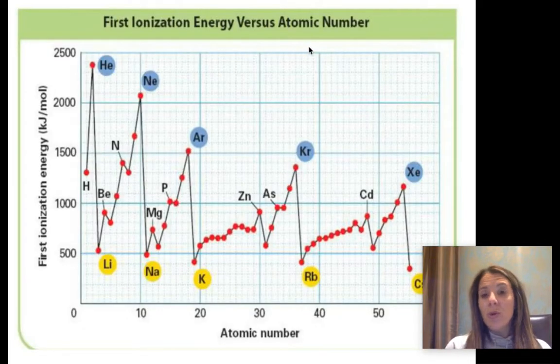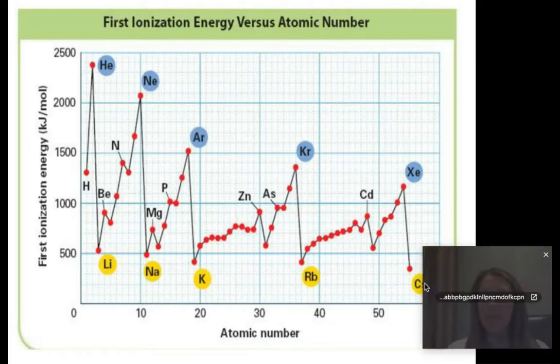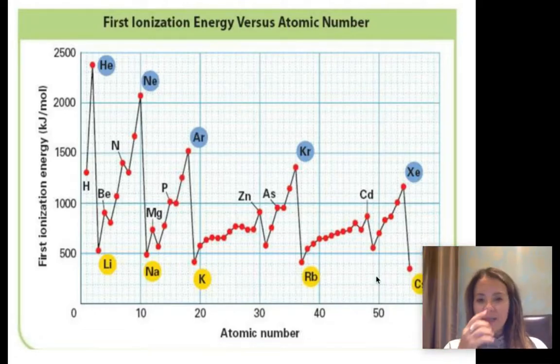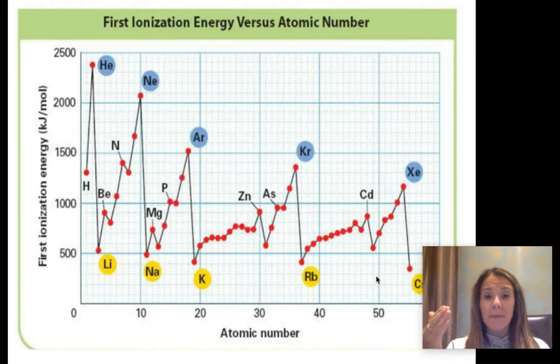Here would be what the graph would look like that we did in class. When you label all of the peaks, we notice that we have the noble gases at the peaks, and at the valleys, we have the alkali metals. Notice that this is the opposite trend that we saw with the atomic radius and atomic number, where the alkali metals were at the peaks and the noble gases were in the valleys.